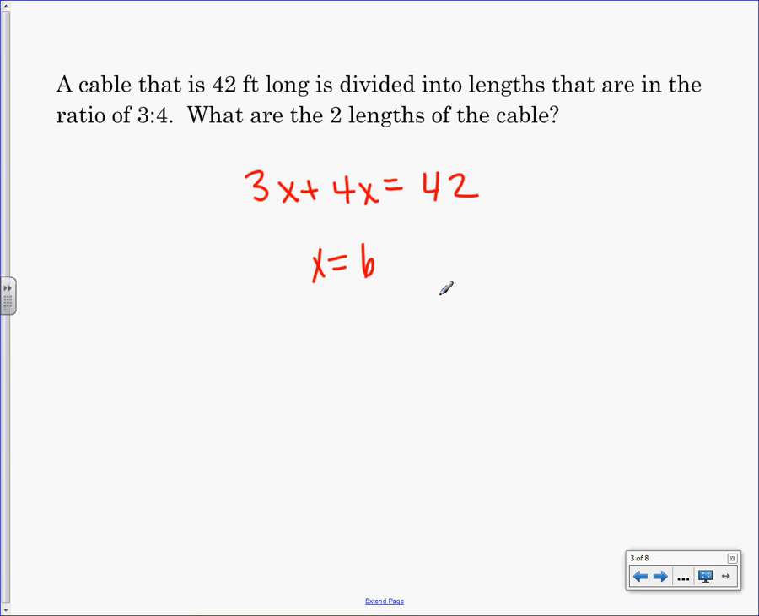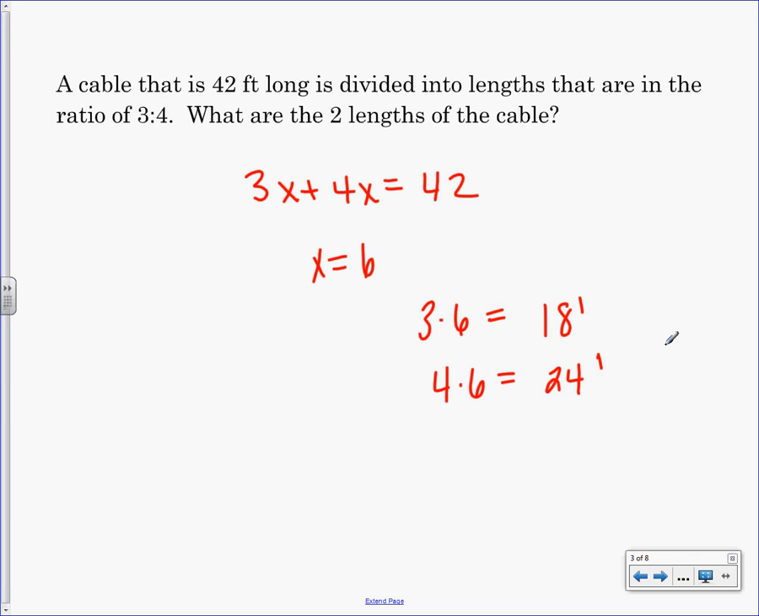Okay. So obviously that's not the answer. They asked what are the 2 lengths of the cable? So if it was 3x and 4x, then what's 3 times 6? 18 feet for that piece, and then 4 times 6 is 24 feet for the second piece. So the 2 pieces are 18 and 24. This is not a ratio. These are the lengths of the pieces of the cable. So I don't want to do 18 over 24 because what's that just going to give me again?